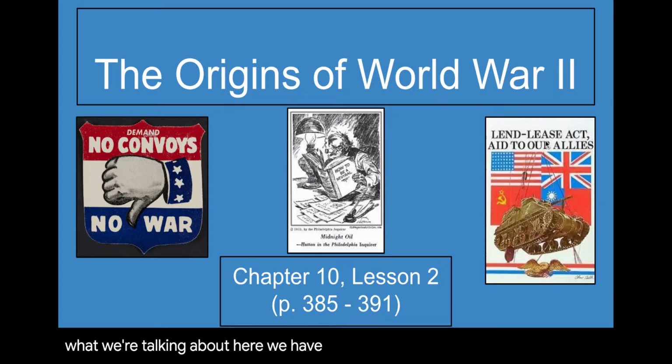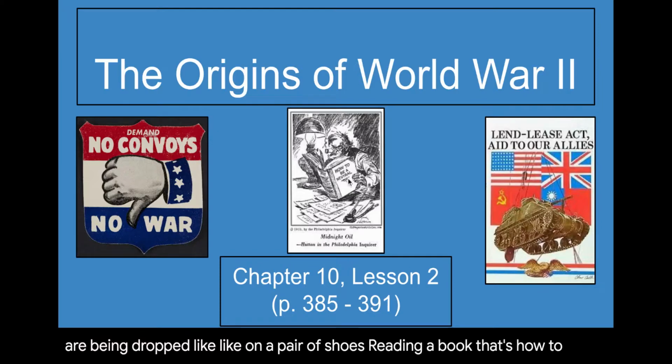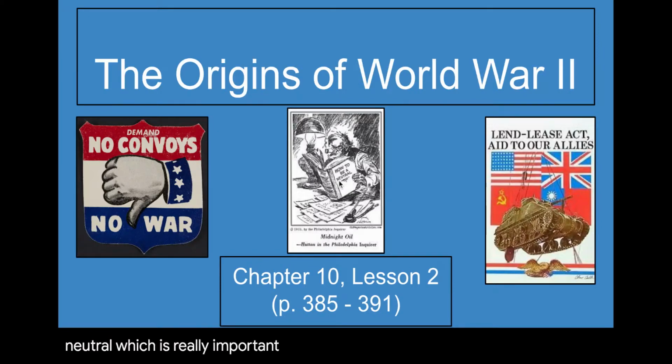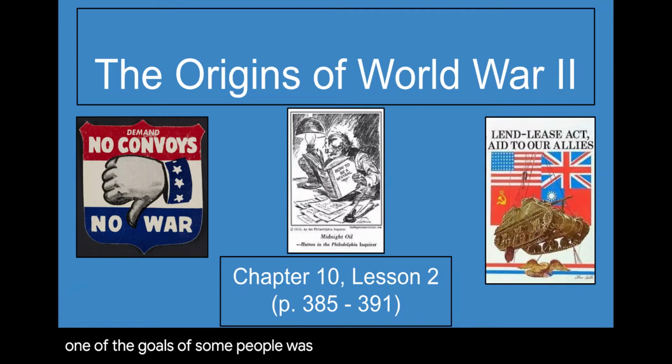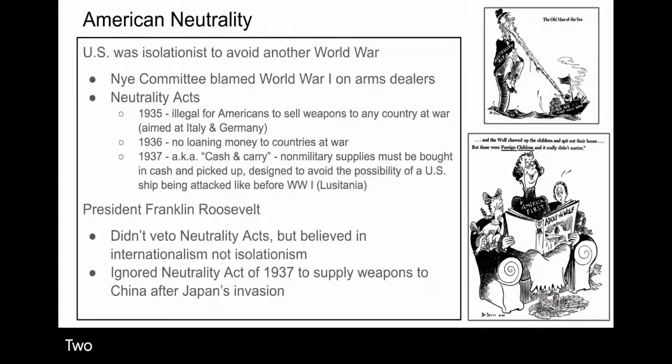We have this term Lend-Lease Act, which we'll discuss and find out what that means. We see the flags of the countries that were fighting against Germany, Italy, Japan during World War II. And we see a tank here being dropped like on a parachute. We see Uncle Sam here reading a book that's How to Be Neutral, which is a really important debate that happens. And then we have here this argument for neutrality, demand no convoys of ships and no war, right? One of the goals of some people was for the United States to stay out of World War II.